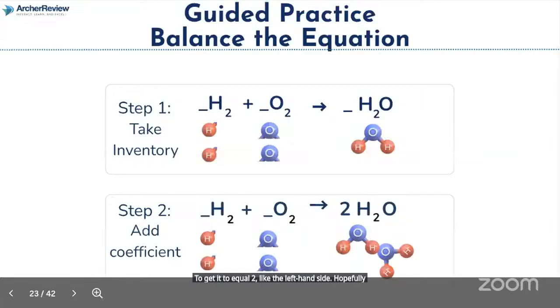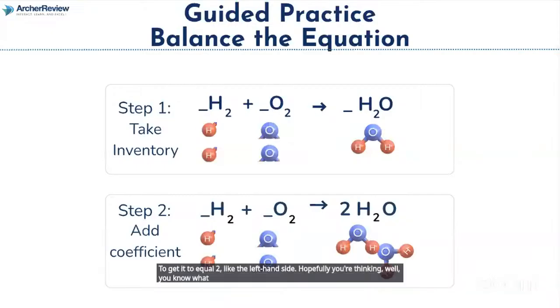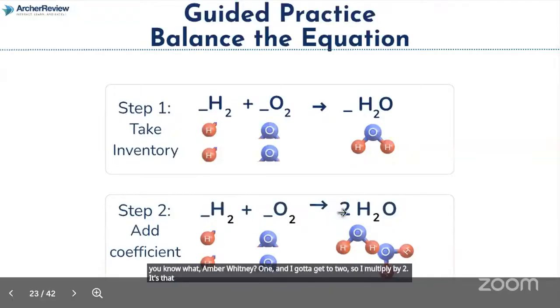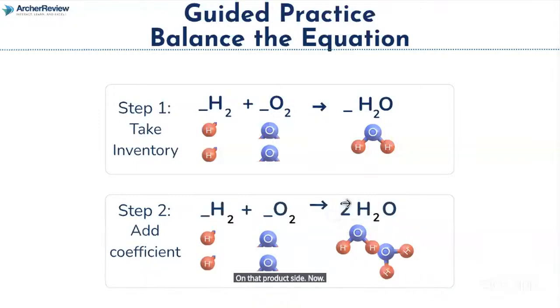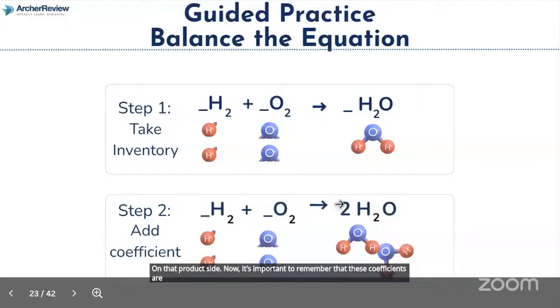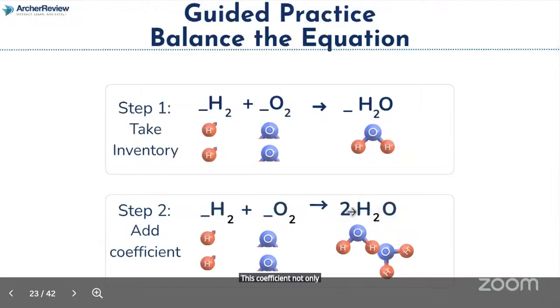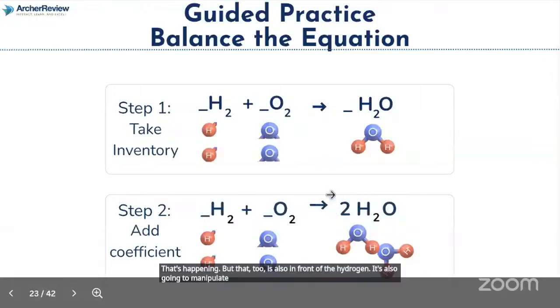Hopefully you're thinking, well, 1 and I got to get to 2, so I multiply by 2. It's that easy. Put a 2 coefficient out in front of water on that product side. Now, it's important to remember that these coefficients are like the distributive property in math. This coefficient not only applies to oxygen, so 2 times 1 oxygen, we've got our 2 oxygens now. That 2 is also in front of the hydrogen. It's also going to manipulate the number of hydrogens because it manipulates the entire molecule.